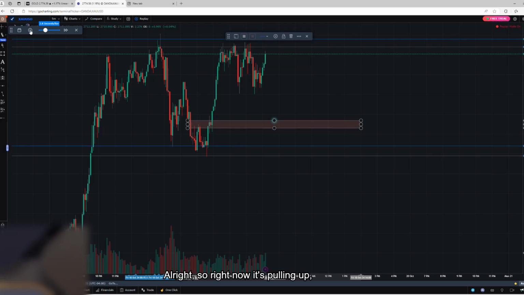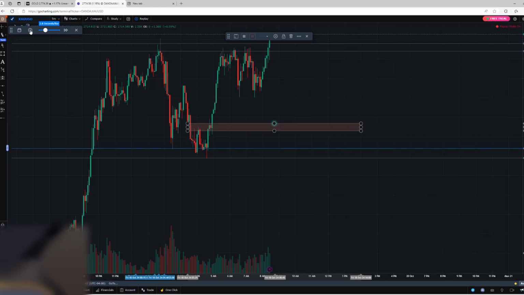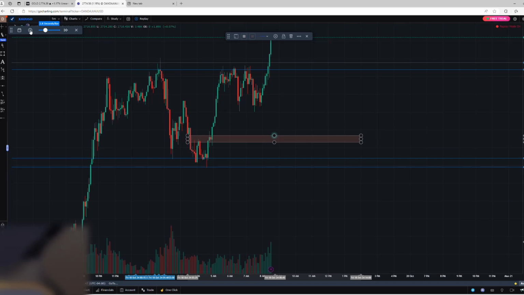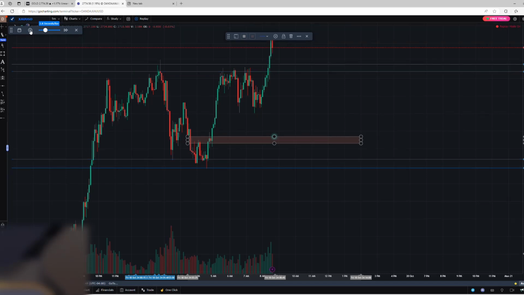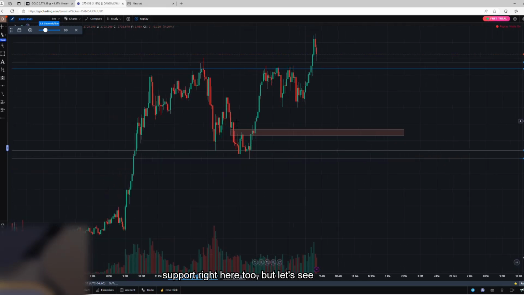All right, so right now it's pulling up. It's pulling up. All right, so I think it's pulling up. All right. All right, so I didn't notice that this was a support right here too, but let's see what the market does.